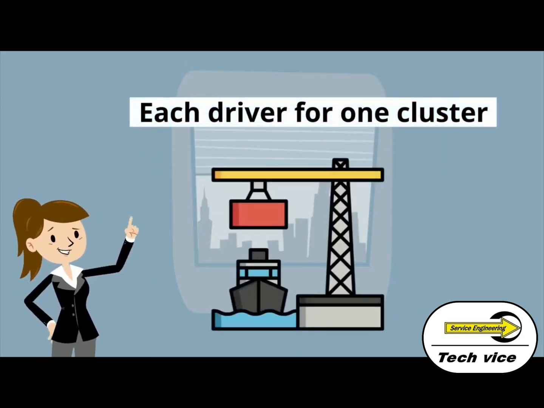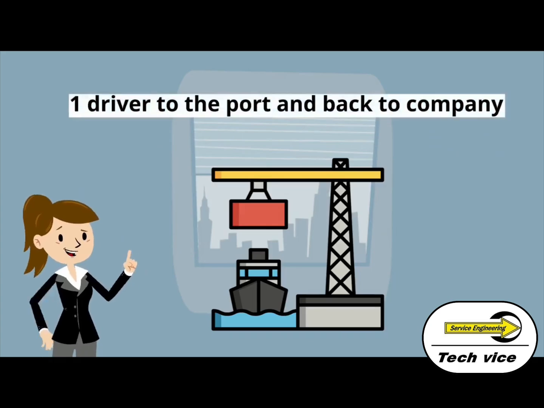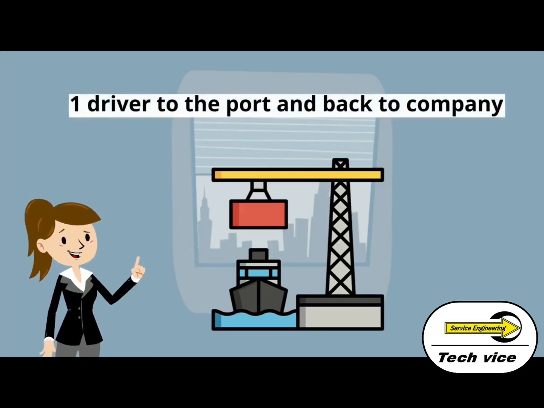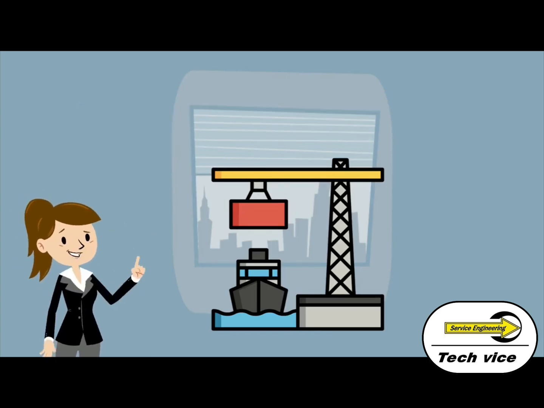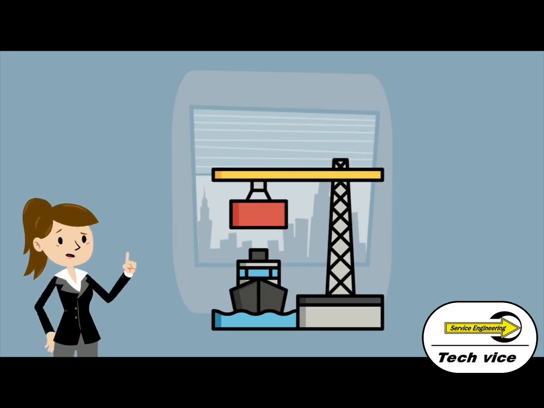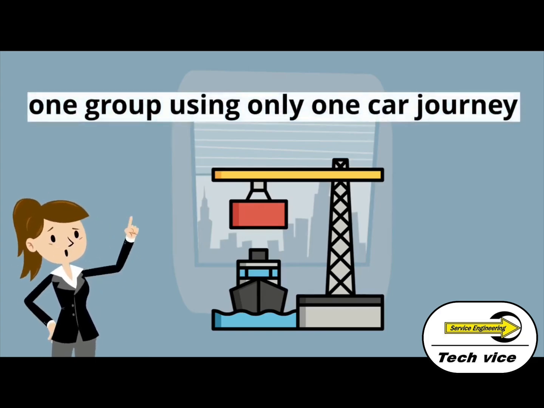However, as Laem Chabang Port is located the furthest away from all the destinations, I have decided that we should assign 1 driver for the journey to the port and back to the company. Therefore, if the driver is traveling to the port, they would not need to deliver any goods on the way. This will make it so much easier for the drivers, as they can deliver all the goods to the given destinations in only 1 group, and this all requires 1 car journey.